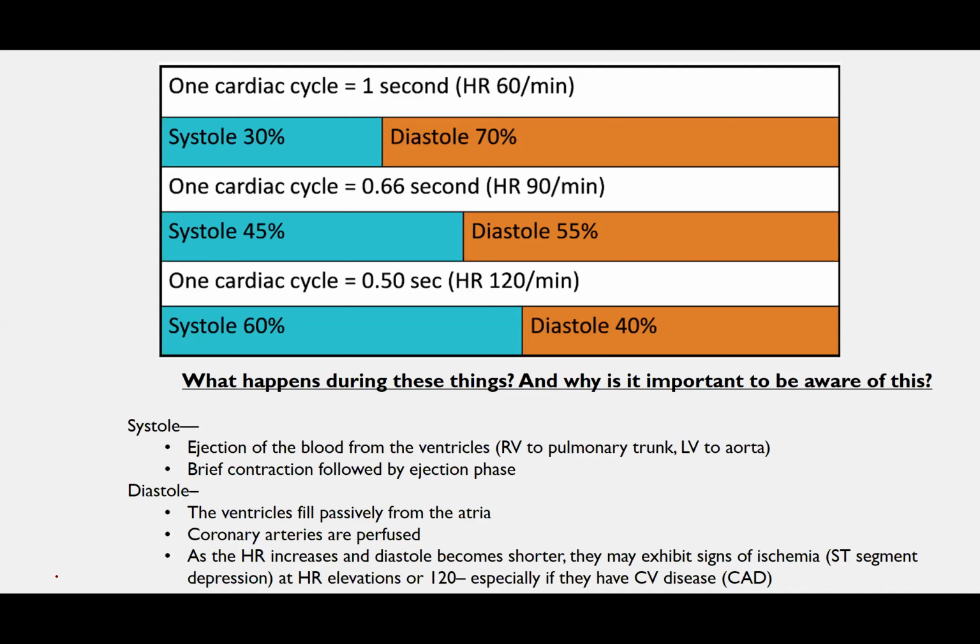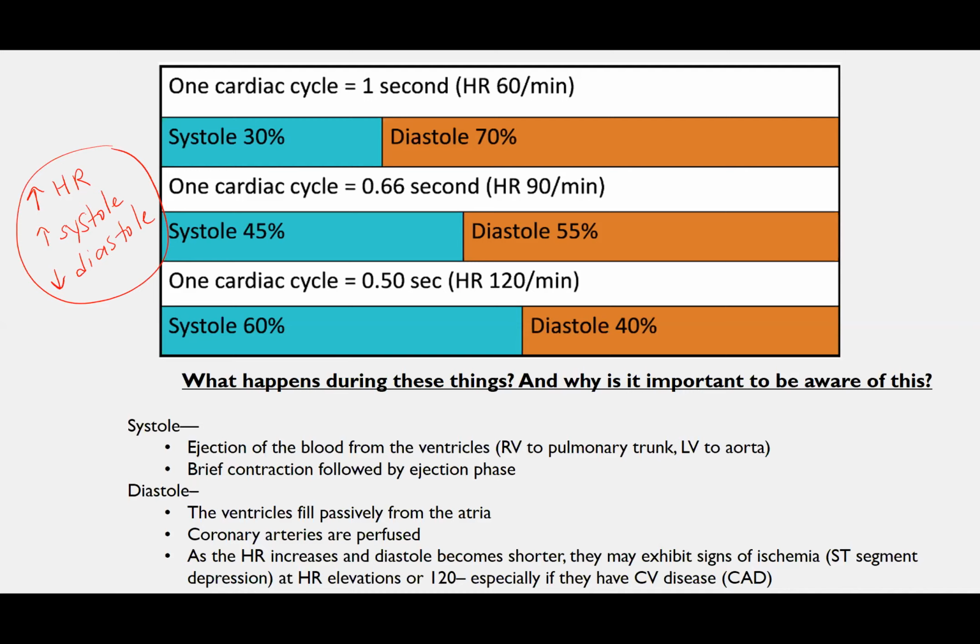So essentially, and these percentages and numbers are examples, but essentially, as the heart rate goes up, systole time is prolonged and diastole is reduced. So why is that important? Well, let's look at what happens during each of these, okay?